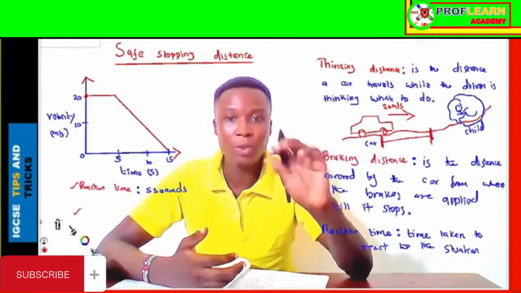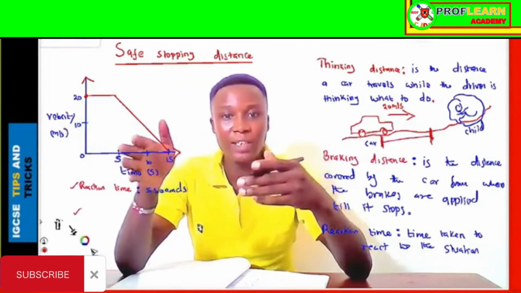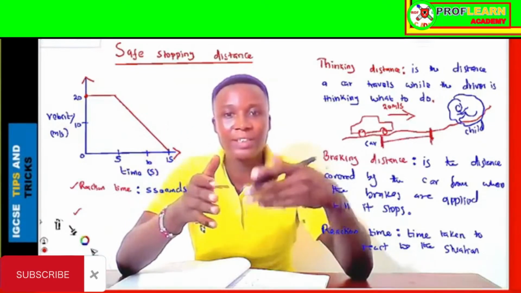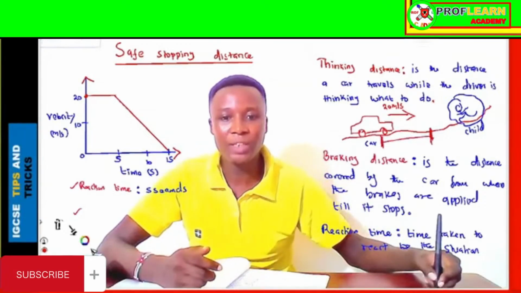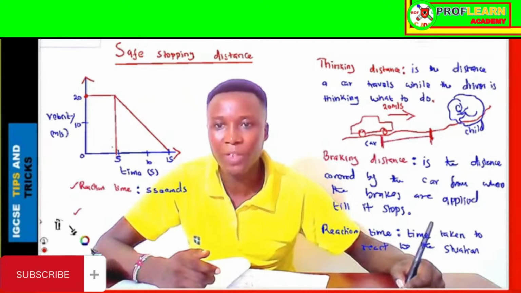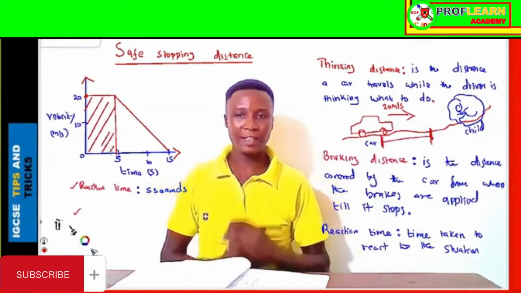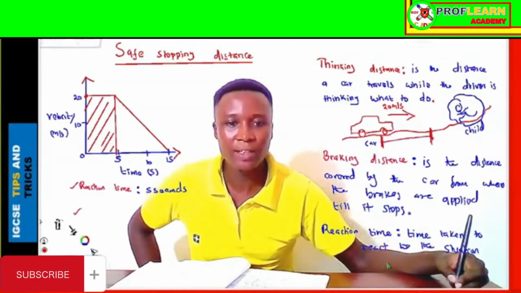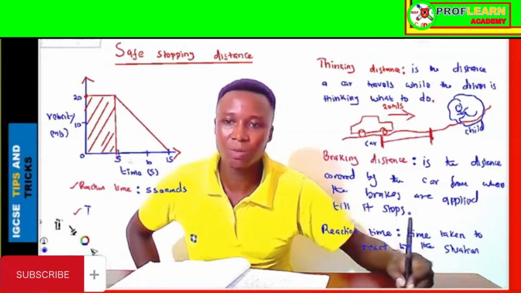The second question that you can be asked in this velocity time graph for safe stopping distances is thinking distance. And we have said thinking distance is the distance covered while the driver is thinking what to do. And the region that is represented by thinking distance is this region here. For instance, we can now take this region as a rectangle. We know distance covered from a velocity time graph is equal to the area under the graph. Now, if we work out the area, we can be able to find thinking distance. Let us work it out.